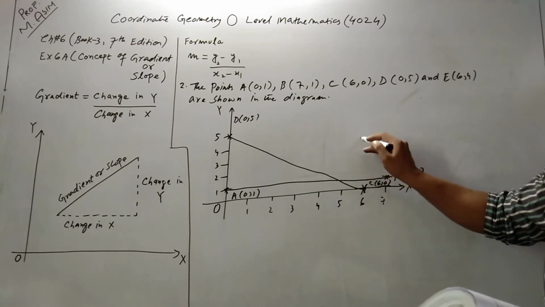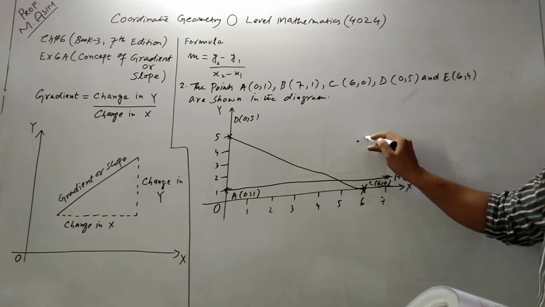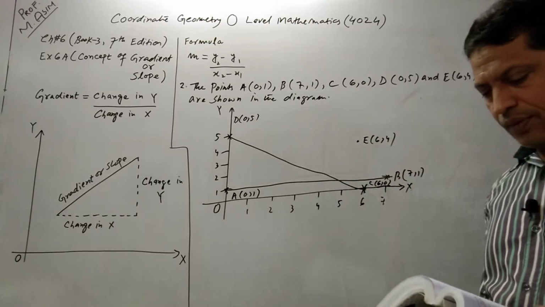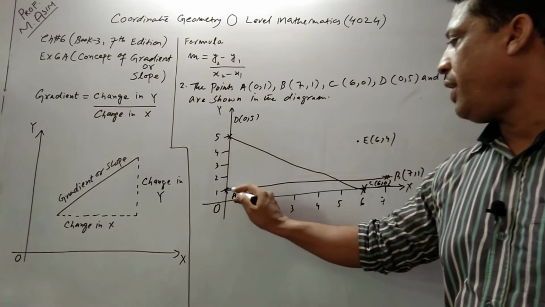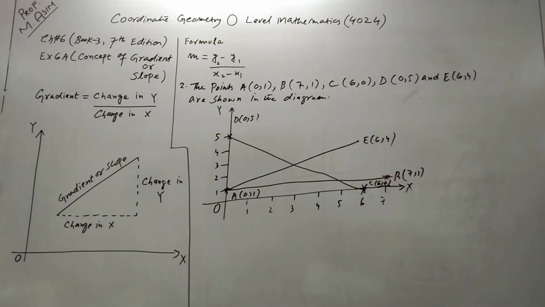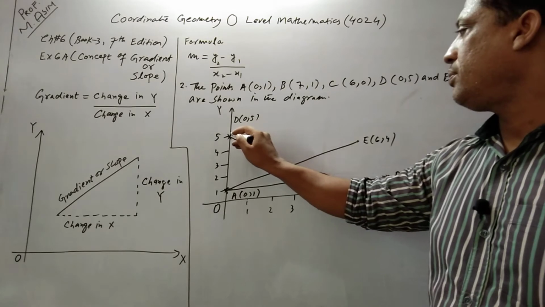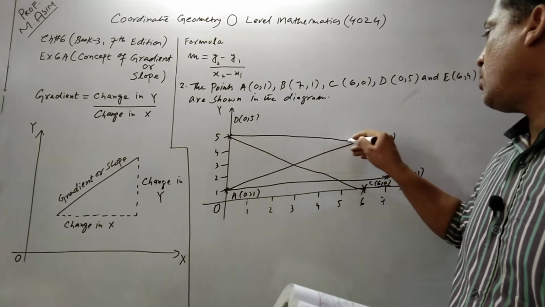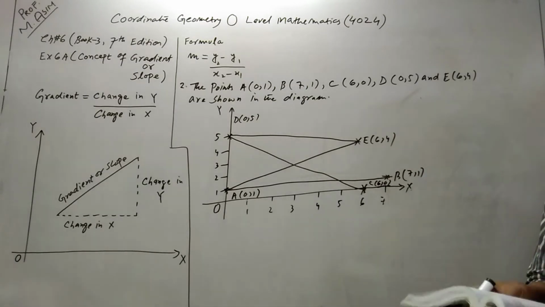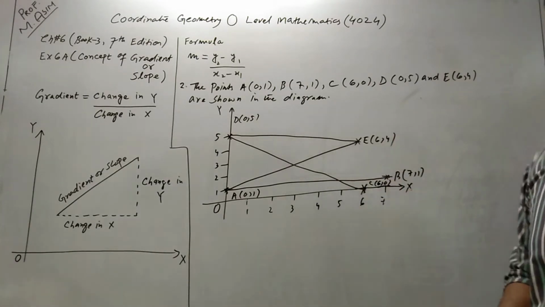And finally E (6, 4). This is E. A to E and D to E. So this is the diagram given in the question.